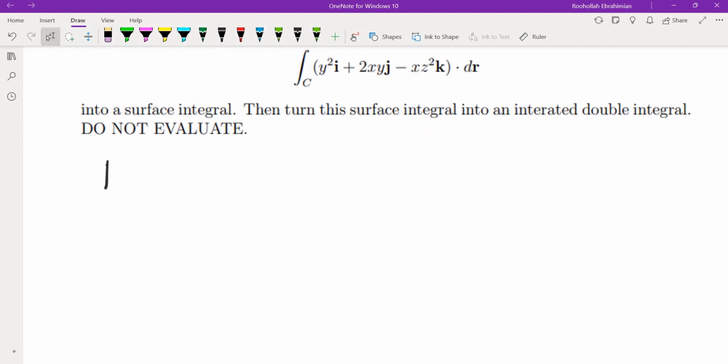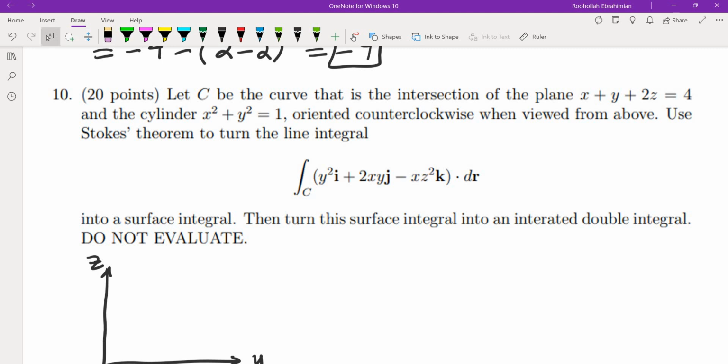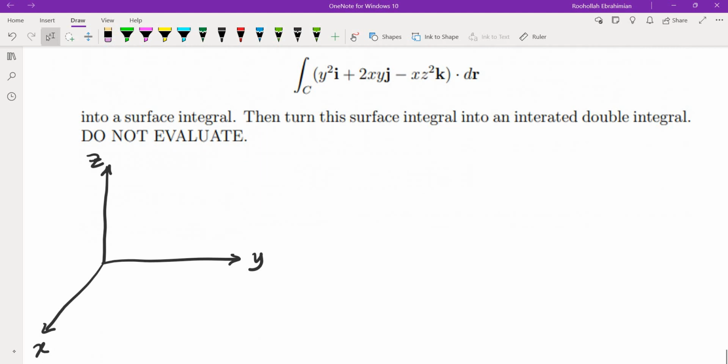Okay, so the first thing is to draw the diagram. As usual, you'll have to draw a diagram. It is very important to draw a diagram. It doesn't have to be perfect, but you have to include something to help you understand what's going on. So we have a cylinder here, and then we have a plane.